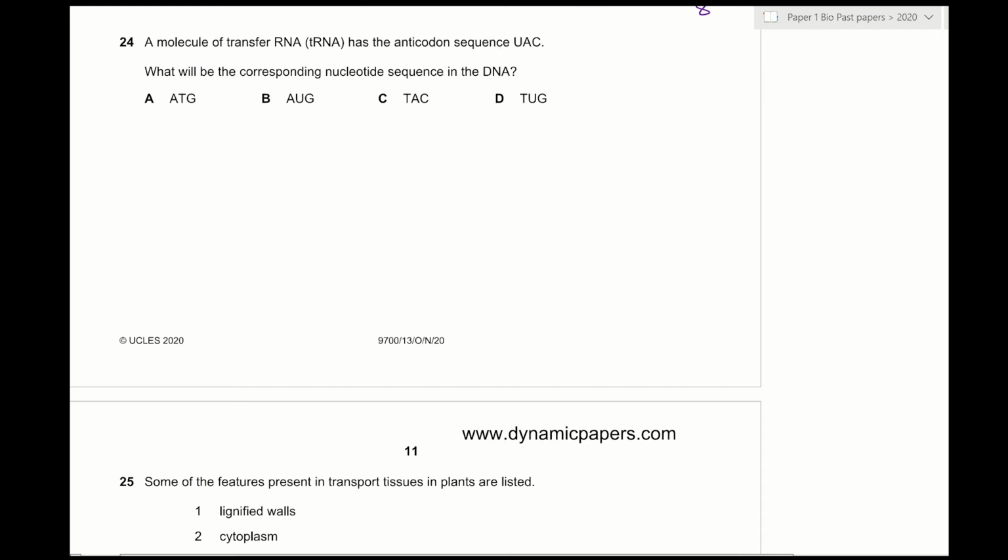So, as a general rule of thumb, the anticodon or the codon sequence in both transfer RNA and DNA are going to be the same, but we have to swap the uracil with thymine because DNA does not have uracil. Therefore, if the anticodon sequence in tRNA is going to be UAC, then the nucleotide sequence in DNA is going to be TAC. We've only swapped the uracil. In this case, the answer is going to be B.